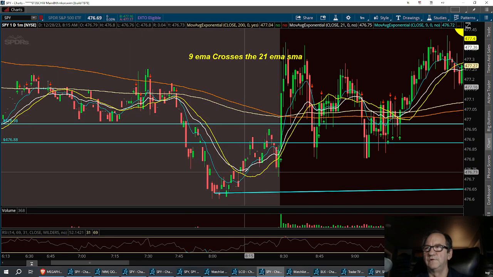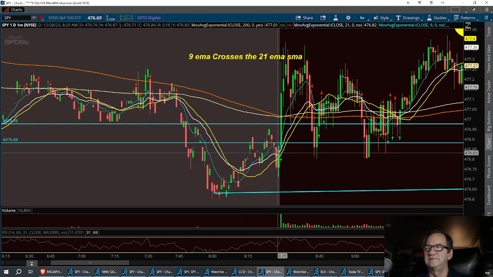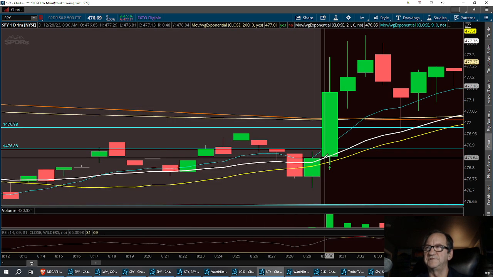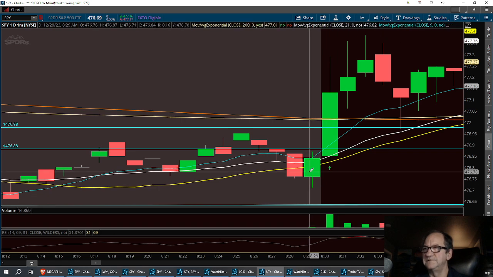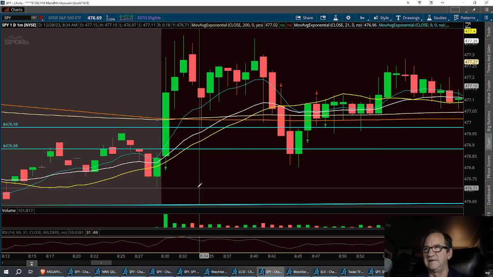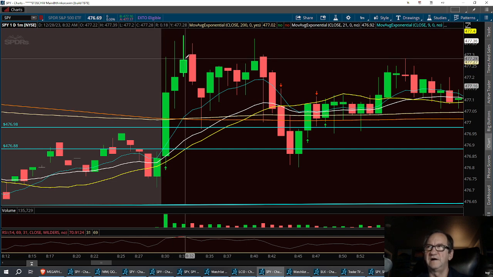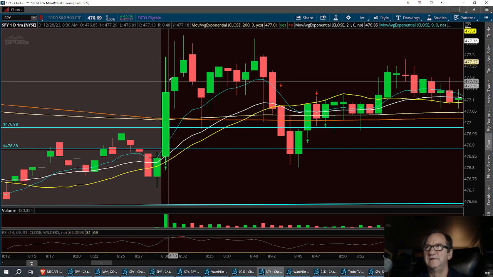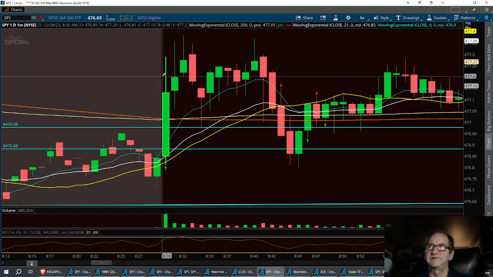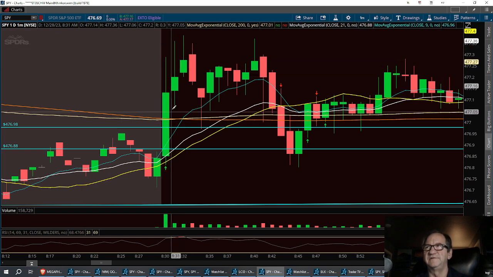Well, that 9 crossed over the 21, both the EMA and SMA, and it respected the EMA. The 9 respected the EMA the closest. And she shot up. I didn't get in that trade. And then we had these 3 soldiers that came up to the top, and that was the time to think about an exit idea. We have the wicks to the upside of these candles.